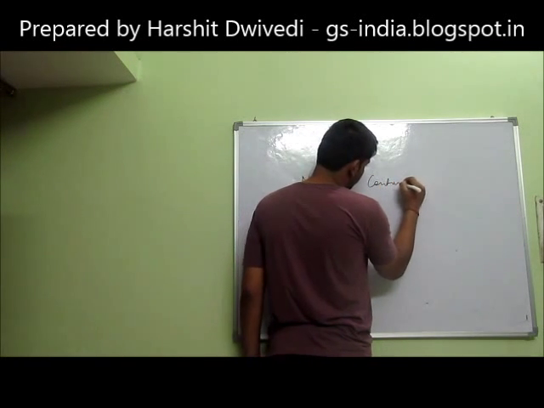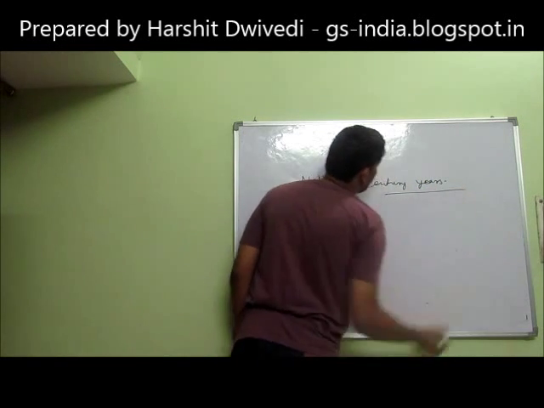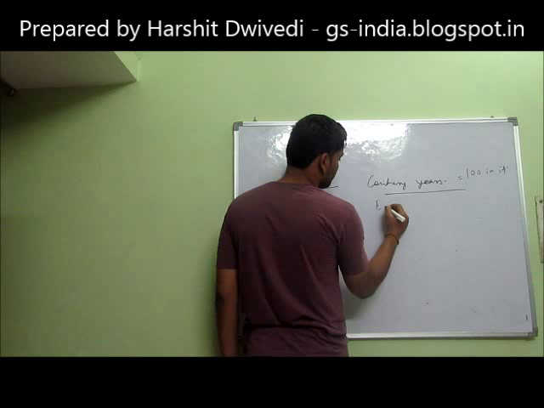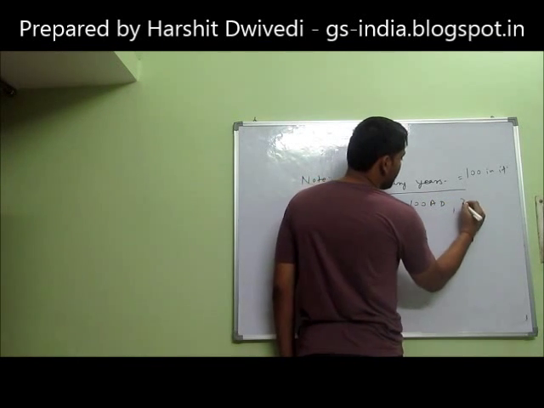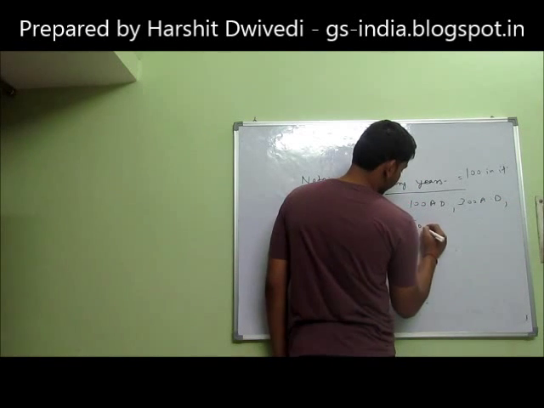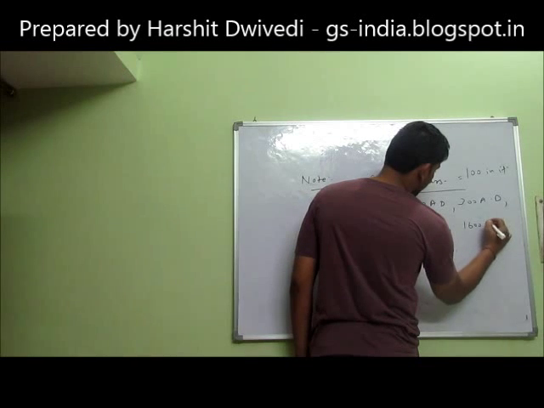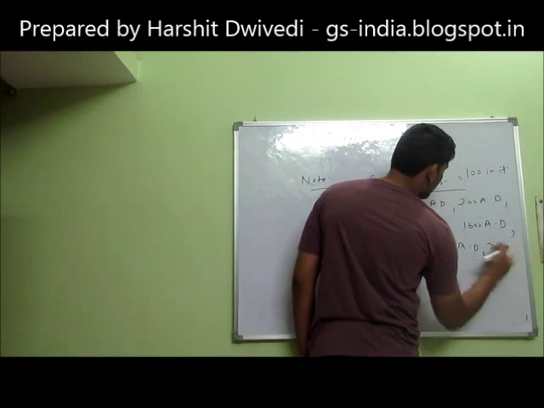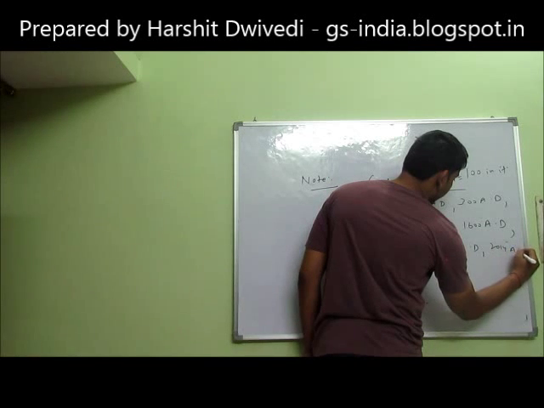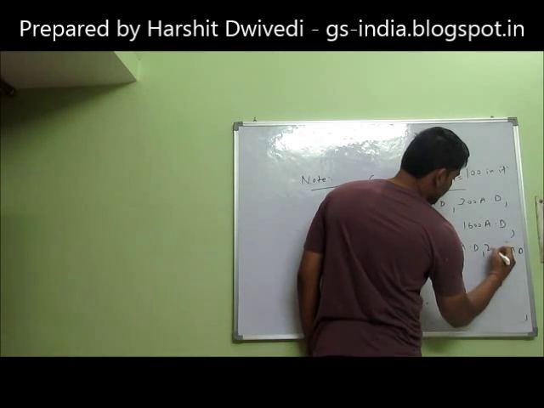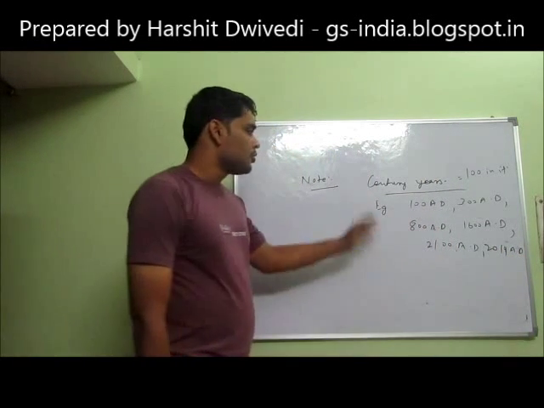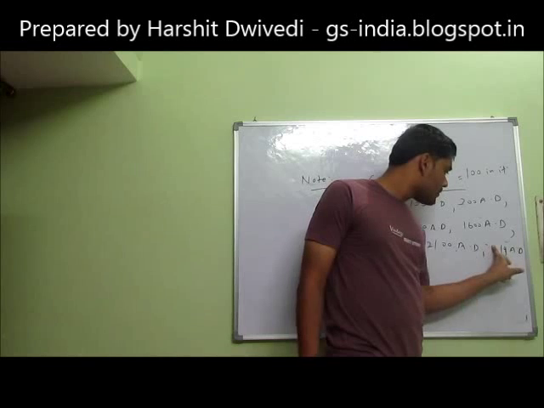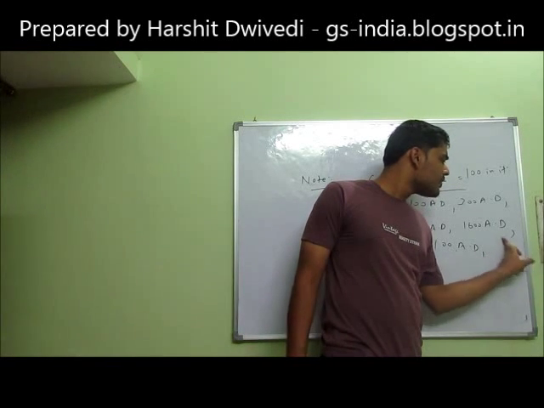One important thing that till now I have not told you is this. Century years. All those years that have 100 in them. Example, 100, 300, 800, 1600, 2100. Though 2014 AD, which is going on right now, is not a century year. What is AD? AD is Anno Domini, in the year of the Lord.